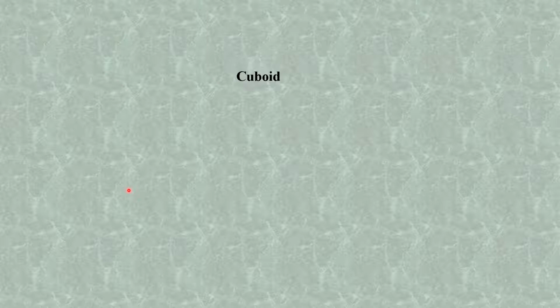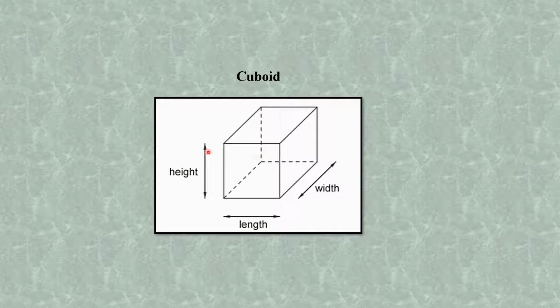First, let us see the cuboid and the formula to find the volume of a cuboid. This is a figure of a cuboid. This is called the height of the cuboid. This is called the length of the cuboid, and this is called the width of the cuboid. If the height, length, and width are known, then we can use this formula to find the volume of a cuboid. Hence, volume of the cuboid is L, the length, multiplied by B, the breadth or width, into H, the height. So L into B into H will give you the volume of the cuboid.